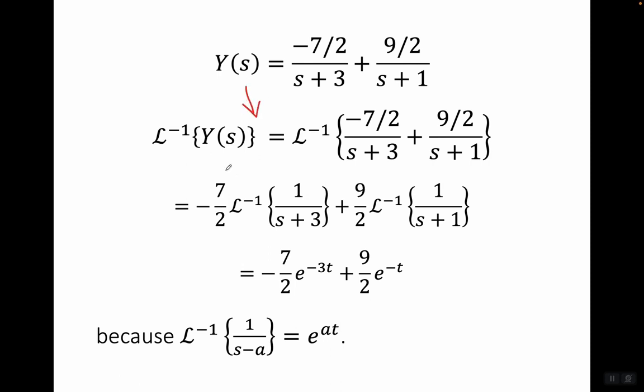The inverse Laplace transform of Y of s is just going to be y. That's easy enough. So we're going to have a y here, y here. We have negative 7 halves times the inverse Laplace transform of 1 over s plus 3 plus 9 halves times the inverse Laplace transform of 1 over s plus 1. We've seen before this can be rewritten as e to the negative 3t, and that's e to the negative t. And so that's our answer. y equals negative 7 halves e to the negative 3t plus 9 halves e to the negative t.